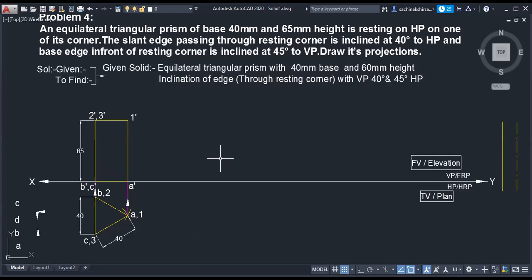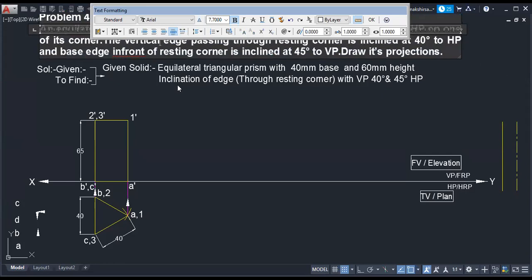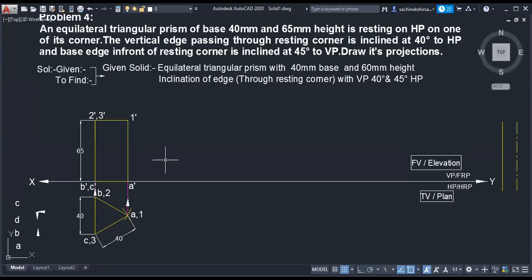It is correct now. Actually, here the word slant edge should not be there. Slant means inclined. Inclined edge is not there for this. So this is a vertical edge. Which is the vertical edge passing through the resting corner? A A1, or we can say A dash 1 dash. For that edge, we have to give inclination.